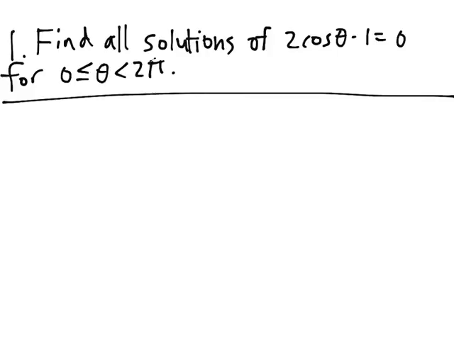Here are some examples of problems about solving trigonometric equations. Problem 1. Find all solutions of 2 cosine theta minus 1 equals 0 for 0 less than or equal to theta less than 2 pi.